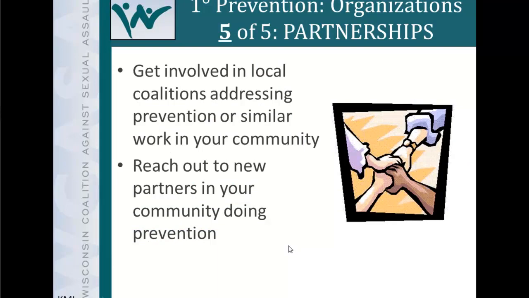Okay, and then the last, 5 of 5, is talking about partnerships. And one way to do that is getting involved in local coalitions that are addressing similar work, maybe addressing prevention, but not prevention of what you normally are doing prevention about. One of the community coalitions that was super helpful for me when I was starting to get into prevention at the local level was our alcohol and drug-free communities coalition.